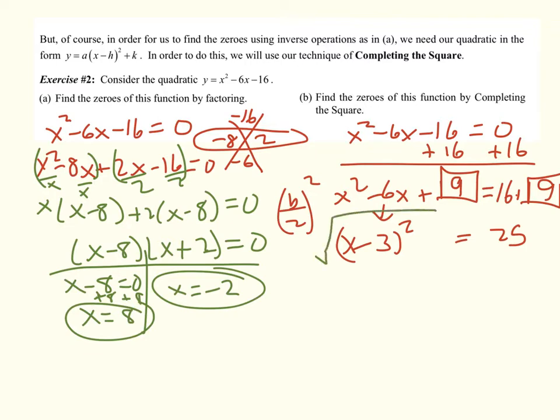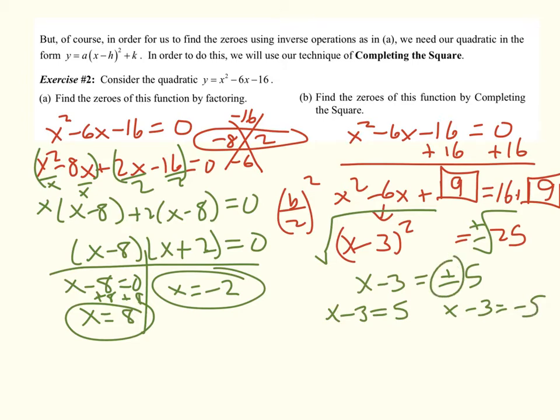Square root both sides, plus or minus over here. So I get x minus 3 equals plus or minus 5. So one answer is x minus 3 equals 5, and the other one is x minus 3 equals a negative 5. Remember, plus or minus. We need that part right there. That's why we got 2.